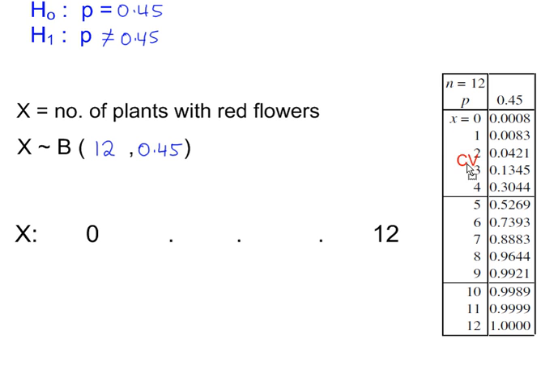So looking at the x values here, 2 of these are needed for our critical values. For a two-tailed test, we have 2 critical values. So one will be up here somewhere, one will be down here. So the lower tail up here and the upper tail down here.